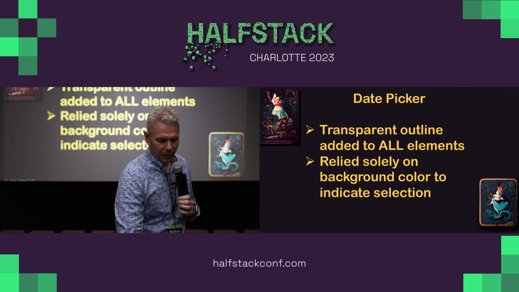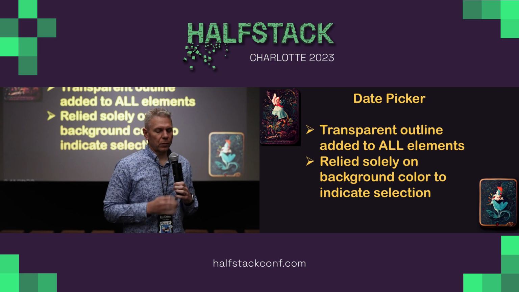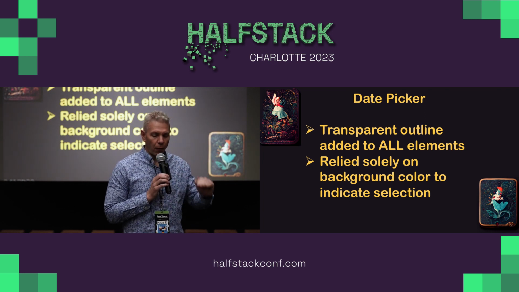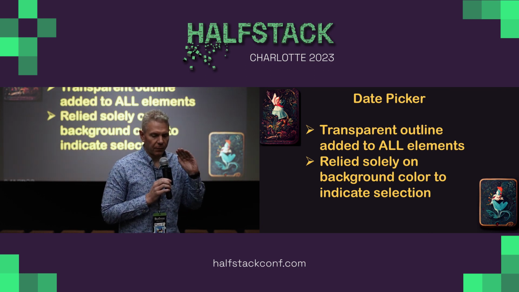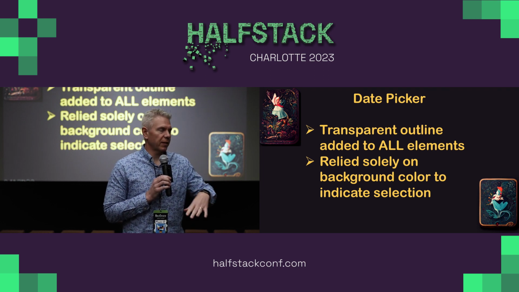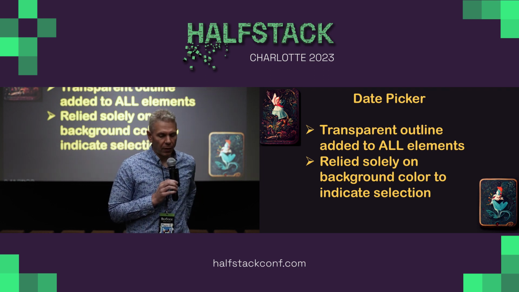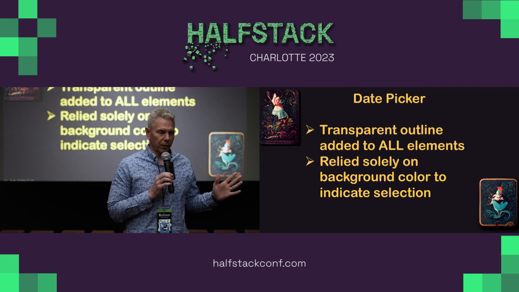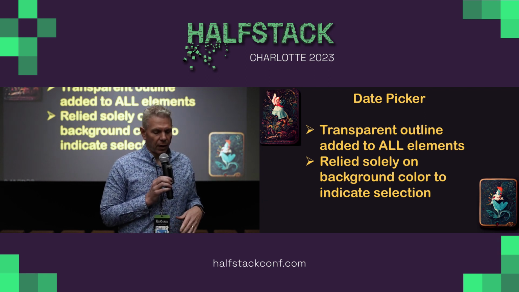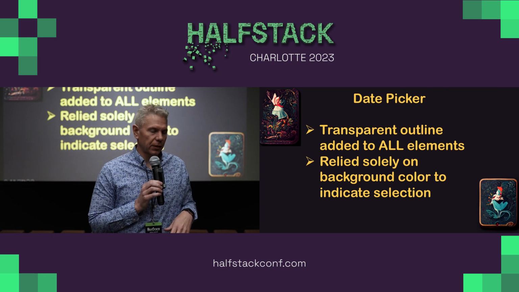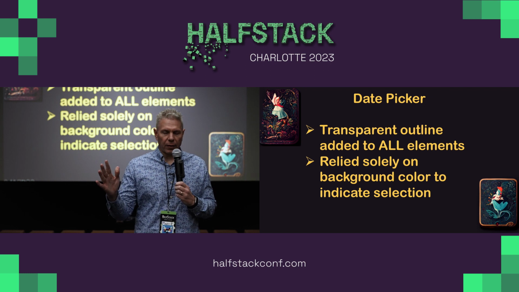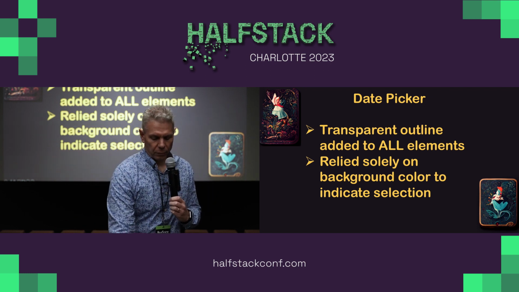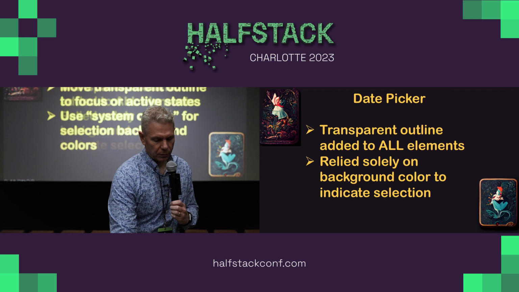So what happened? Well, the first thing that happened is someone thought it'd be really helpful to just add that transparent outline to all the elements. So we didn't have to worry about specifically focused elements, just give a transparent outline to everything and that'll work better for the high contrast people. Well, obviously that is the exact opposite of what you want to do. And then they relied again solely on the background color to indicate selection. There are other ways you could indicate selection. In this case, it was background color, but you don't have to just rely on background colors.